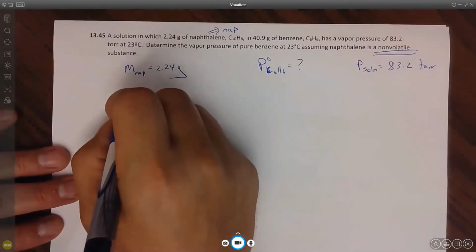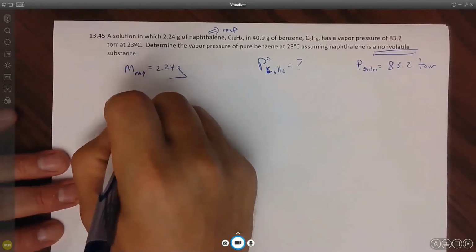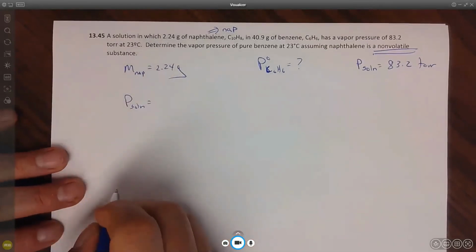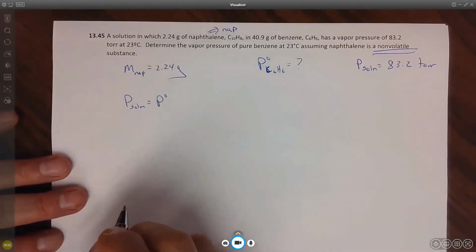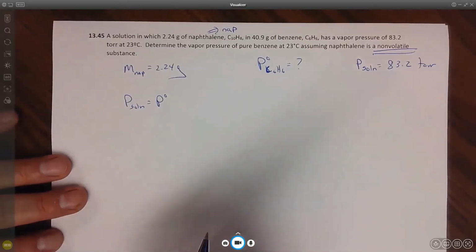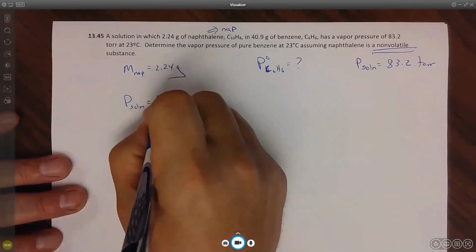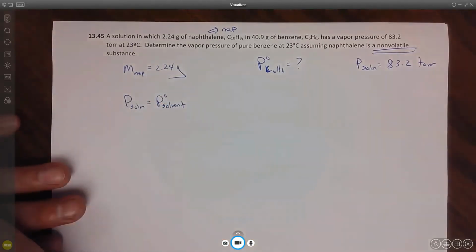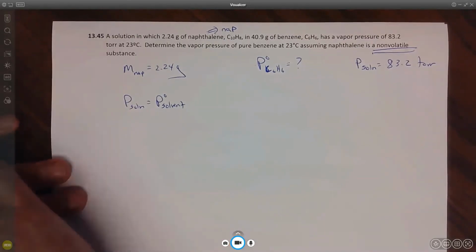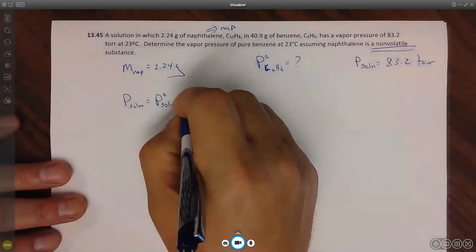Well, the partial pressure of the solution is equal to the vapor pressure of the pure version of C6H6 times, so that is the solvent, right? Yeah, the solvent. So it's a solution and then the solvent. And then times the mole fraction of the solvent.